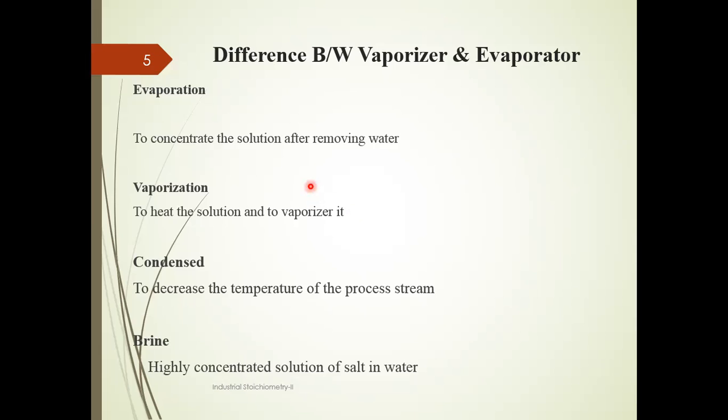So what is evaporation? Evaporation is just to concentrate your solution by removing water. What is vaporization? Vaporization is just to heat your material, and what is condensation? Condensation is to reduce the temperature of the process steam. And what is brine? Brine is a highly concentrated solution of salt in water.